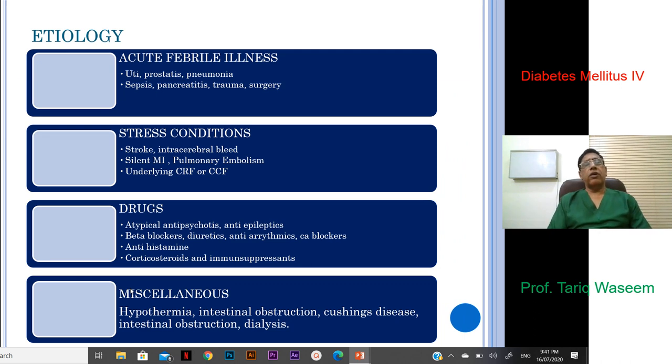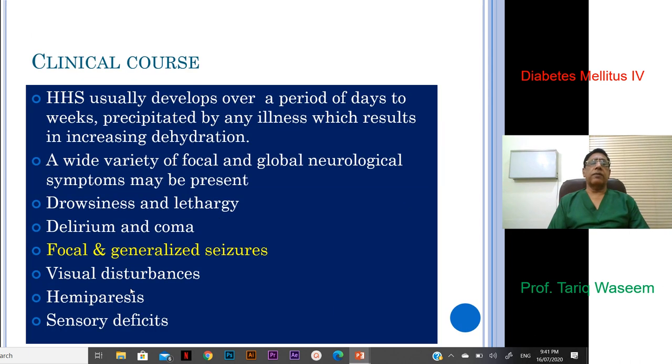The etiology of hyperosmolarity is almost similar. It is usually due to acute febrile illness. Sometimes it can be stress, some drugs can precipitate it, and then there are miscellaneous situations like hypothermia, intestinal obstruction, or steroids, which can precipitate this state.